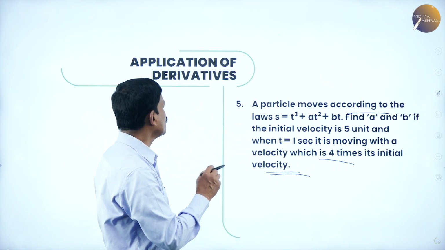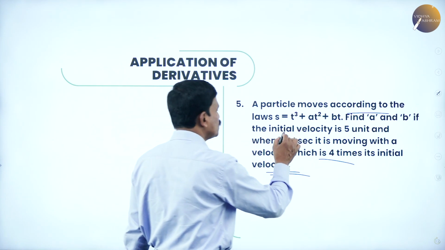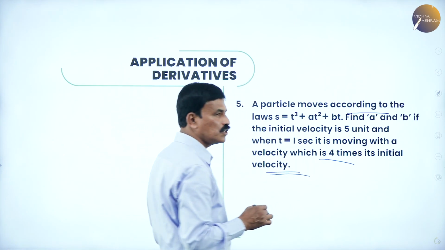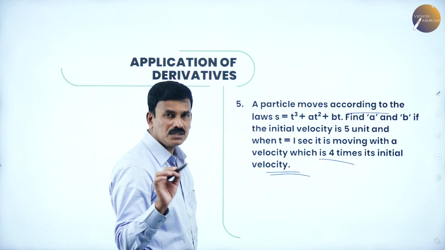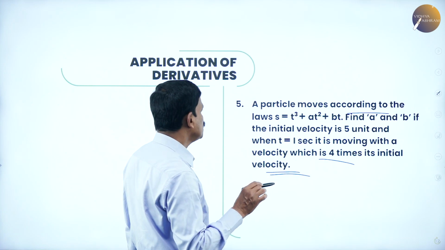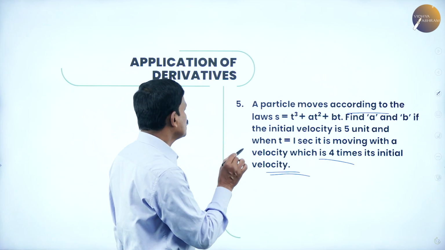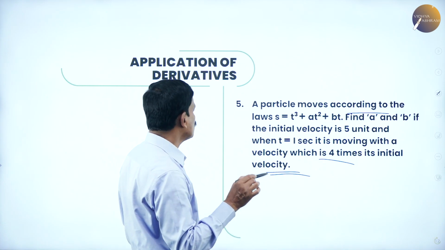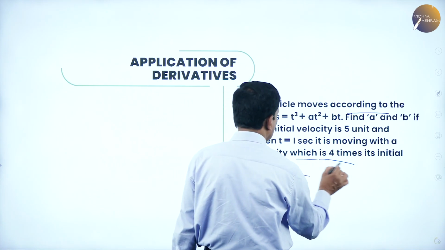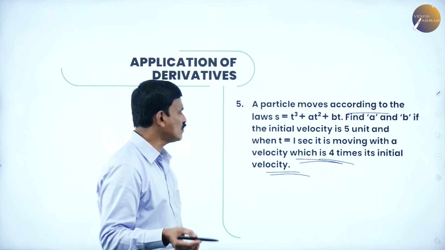So, what is required is: a particle moves according to the law S is equal to t cube plus at square plus bt. Find a and b. So, a and b are to be determined here. Then what is the condition? The initial velocity is 5 units and when time t is equal to 1 second, it is moving with a velocity which is 4 times its initial velocity.